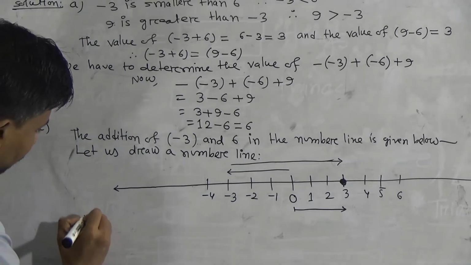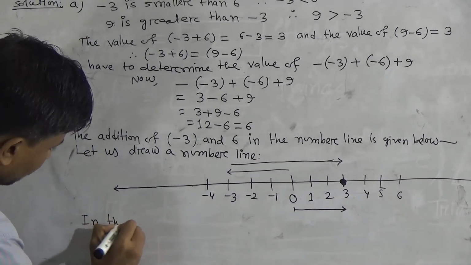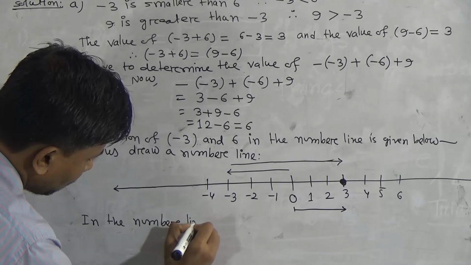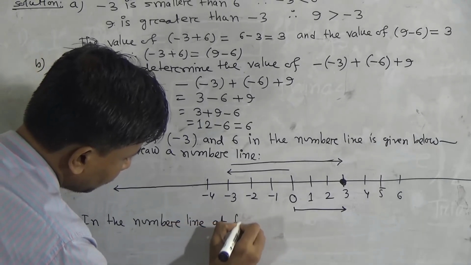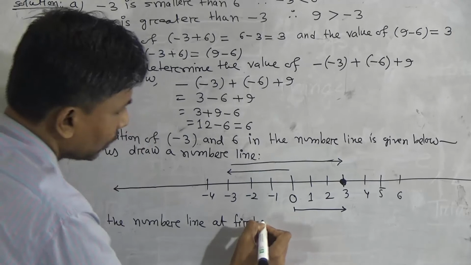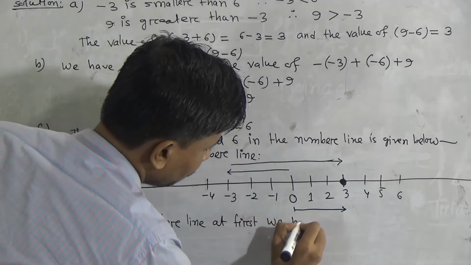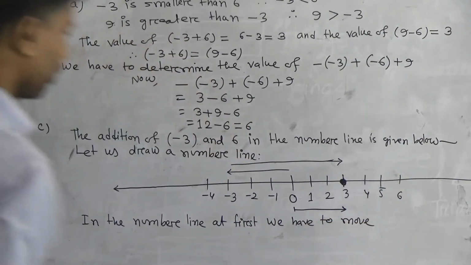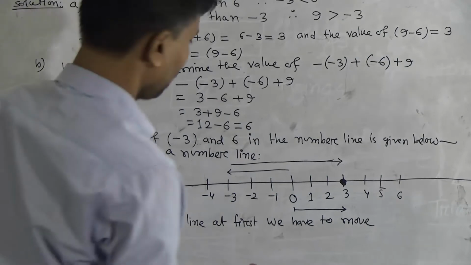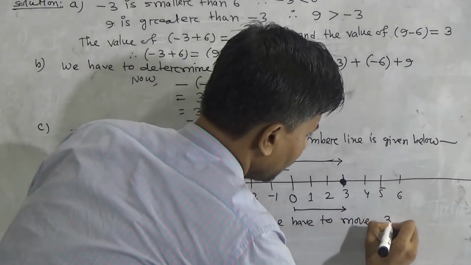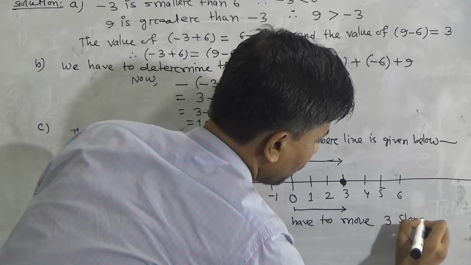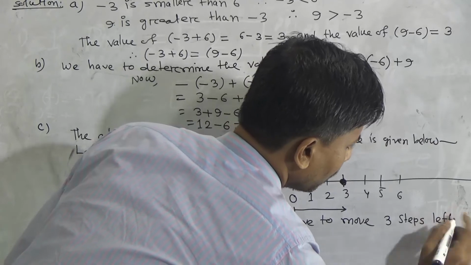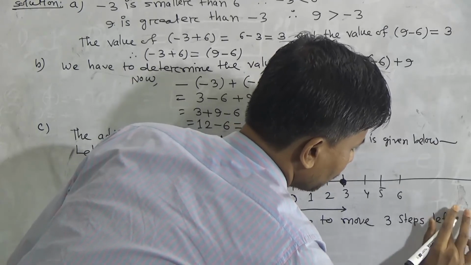In the number line, at first we have to move 3 steps left.